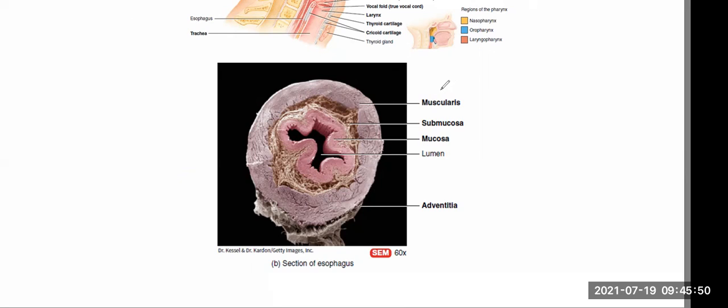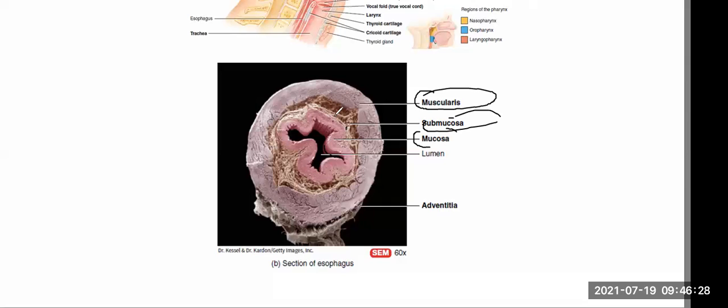And you can see the outermost layer is your muscularis, right? Then inside this, before this, you have submucosa. Then you have mucosa. Mucosa is the layer which is in direct contact with the contents of your esophagus, right? So the mucosa of the esophagus consists of non-keratinized stratified squamous epithelium. It consists of lamina propria, which is your areolar connective tissue, and a muscularis mucosa, which is smooth muscle, right?